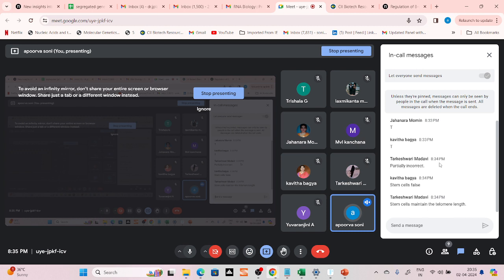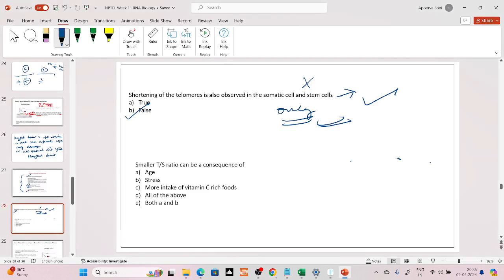You know the concept, you know the answers, you know everything, but you just quickly go through the sentence. You see somatic cells, okay, it's true. But no, here stem cells is also written, so it becomes false.